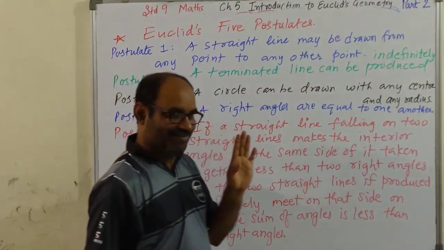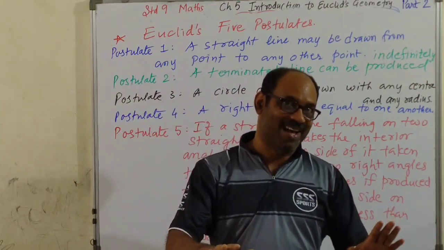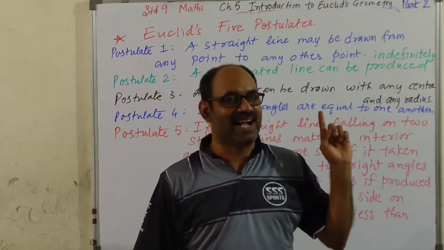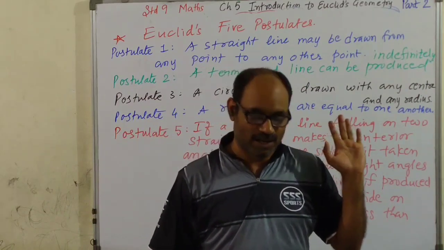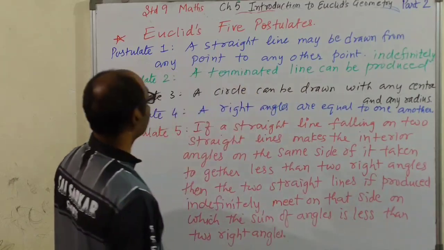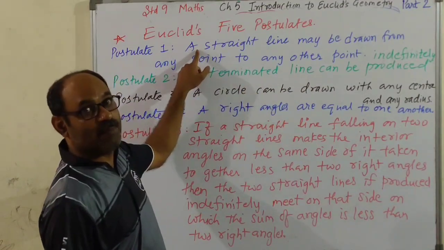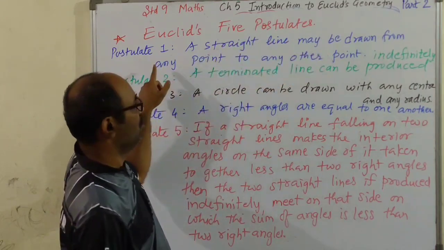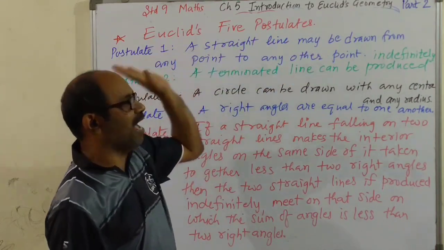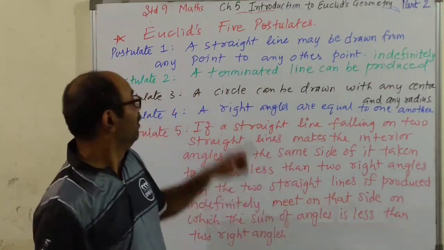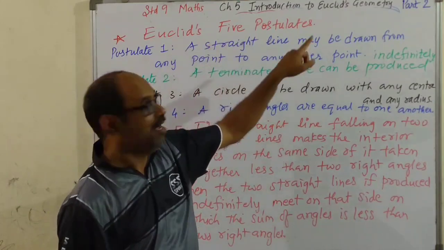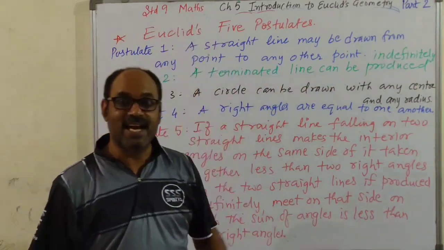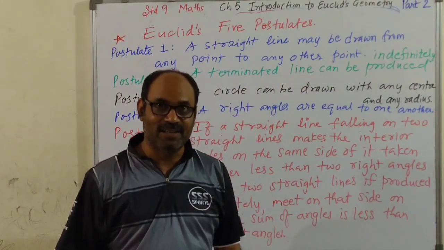Now, these are true statements related to geometry. That's why they are called postulates. Alright? First one, postulate 1: A straight line may be drawn from any point to any other point. Alright?